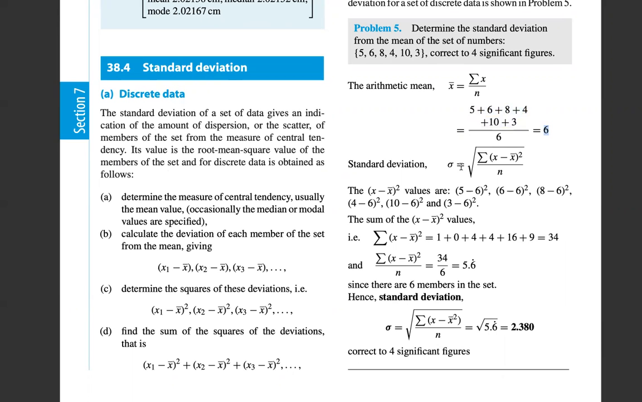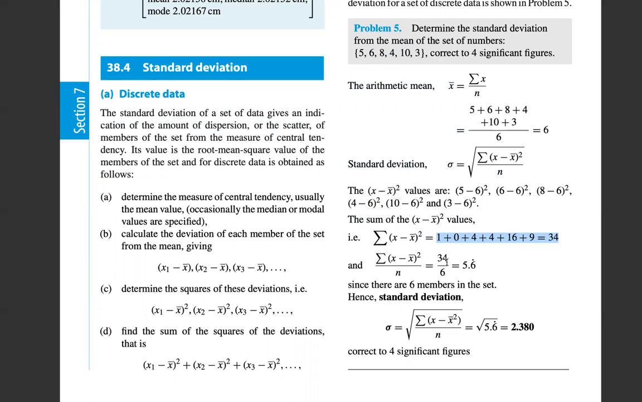To find the standard deviation, for each data point, we have 6 points here. We want to find the square of the difference between that data point and the mean. So we find 5 minus 6 squared, 6 minus 6 squared, 8 minus 6 squared, and so on. We will have 6 squared values. What we do is we need to add them up. That's what they did here. They add up all the squares of the differences. We have 6 of them.